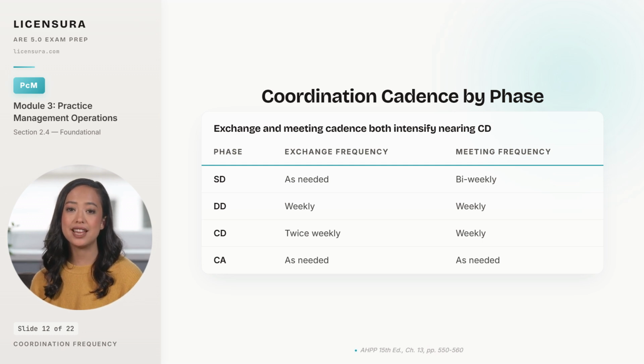In design development, the cadence steps up to weekly exchanges and weekly meetings. Clashes are meaningful now and have to be resolved before they propagate. In construction documents, exchanges become twice weekly, while meetings stay weekly. Every clash carries higher rework cost, and the team cannot let stale models drive coordination. In construction administration, the cadence drops back to as needed. Exchanges respond to specific RFIs or change order activity, rather than ongoing design movement. When firms skip steps in this workflow to save coordination hours, the numbers from real projects are brutal.